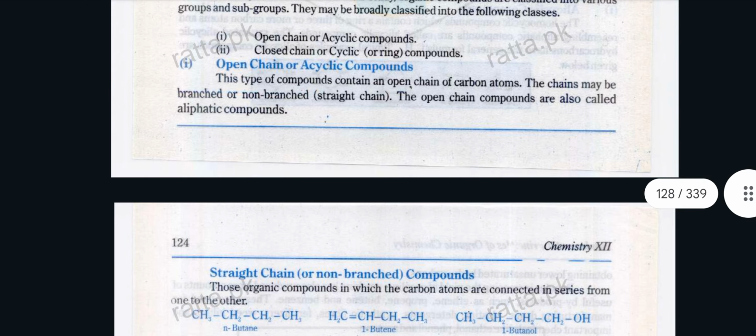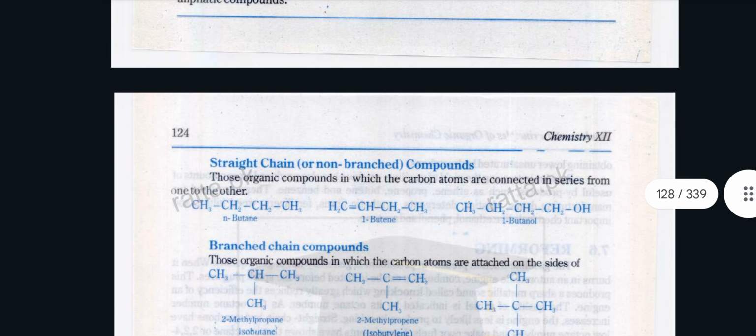Number one, open chain or acyclic compounds. These types of compounds contain an open chain of carbon atoms. The chains may be branched or non-branched. The open chain compounds are also called aliphatic compounds.